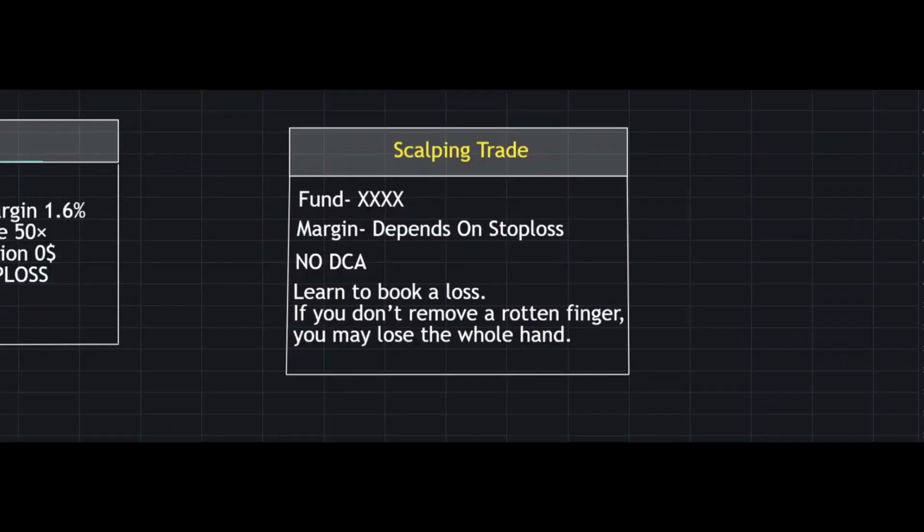You need to be patient if you do position trade. But if you do scalping trade, you must learn one thing: learn to book a loss. If you don't remove a rotten finger, you may lose the whole hand. You have to understand this. So that's how we do position trade and scalping trade. This is the difference between the two types of trade.